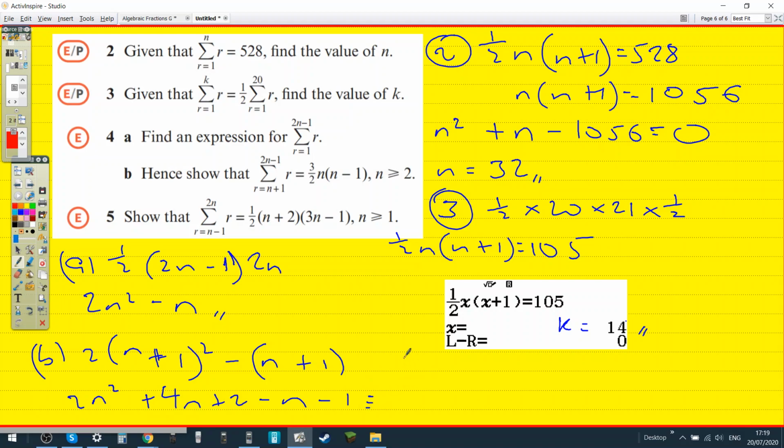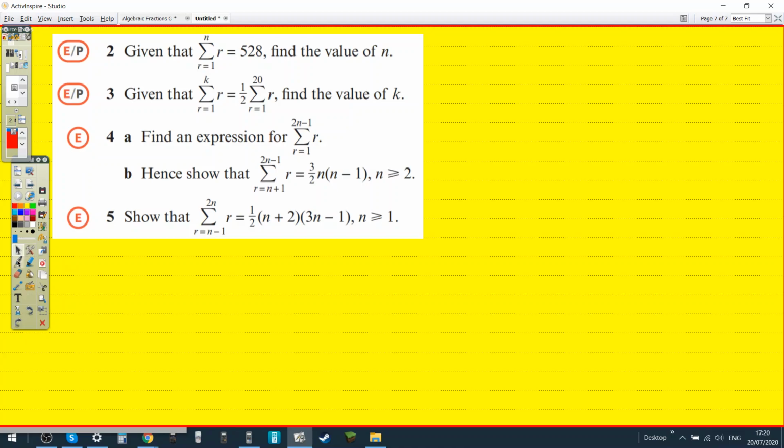I don't know how they got 3 over 2. Let's see what happens. 2n squared plus 3n again. Is that right? I think so. I can't really see it because it's cut off at the bottom. What we should get is 3 over 2 n squared minus 3 over 2 n. How? Something's going wrong somewhere.